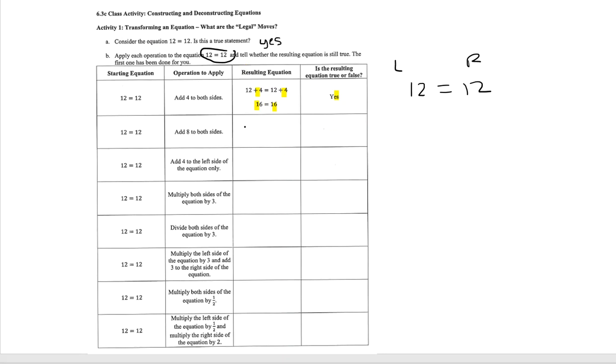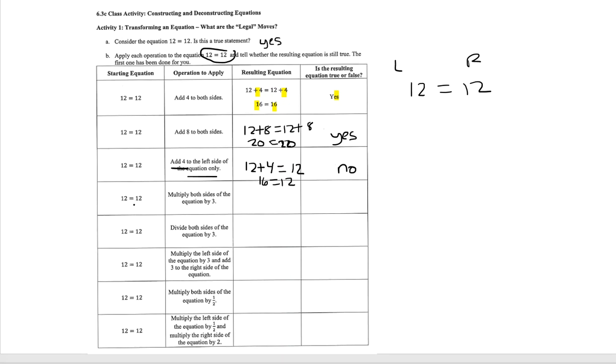Okay, let's do the next one. If we have 12 equals 12 and we add 8 to both sides, that's going to give us 20 equals 20. And we would say, yes, that is true. 20 does equal 20. Let's look at the next one. It says add 4 to the left side of the equation only. So if I do 12 plus 4 and I only add the 4 to the left side of the equation, is the resulting equation true? Well, that would give us 16 equals 12. And so we would say no, 16 does not equal 12.